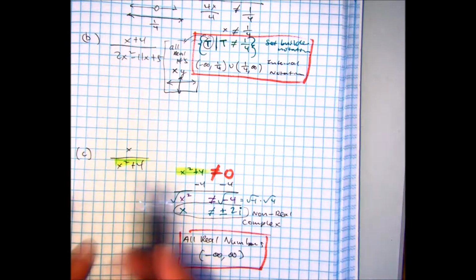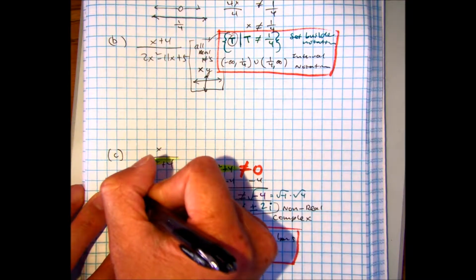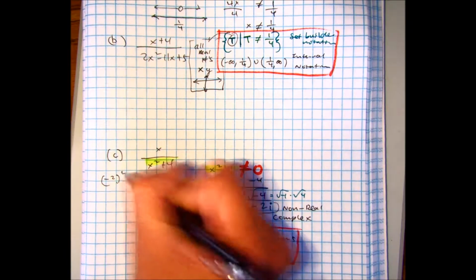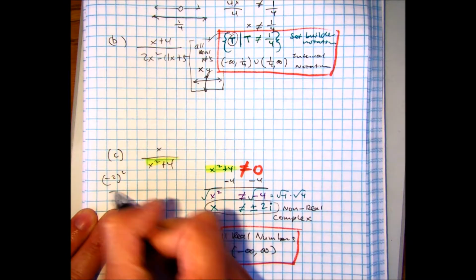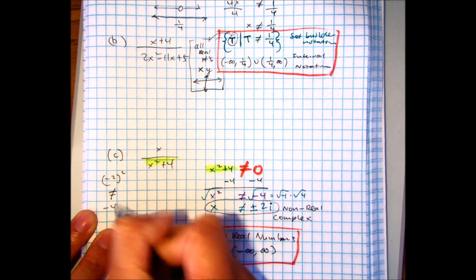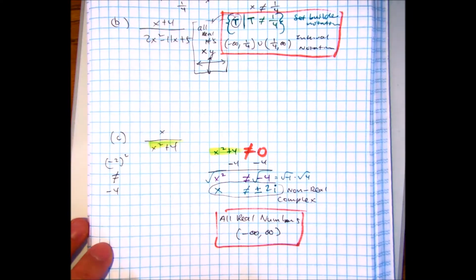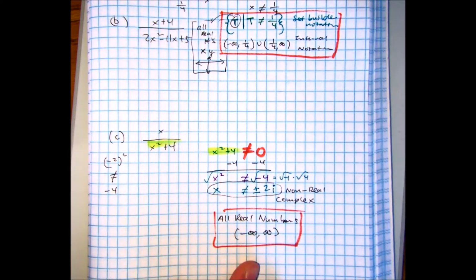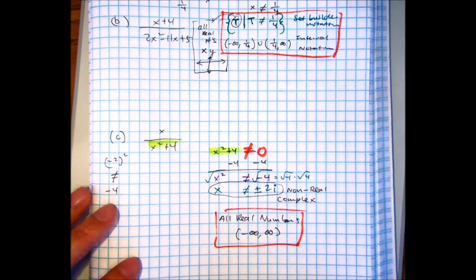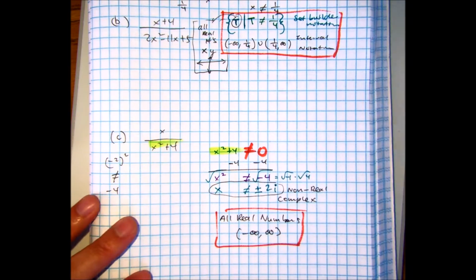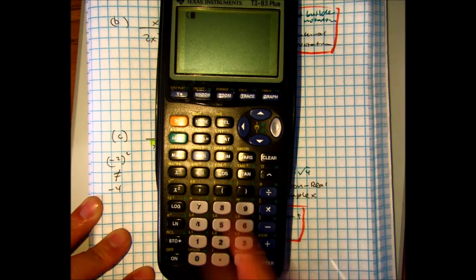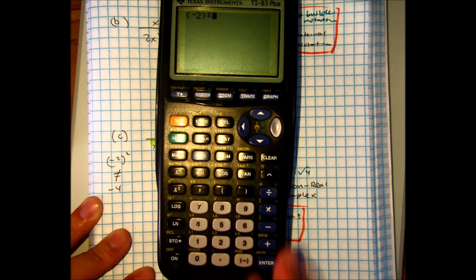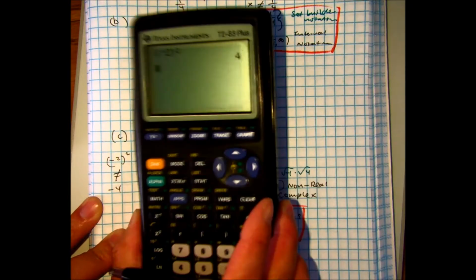Negative 2. Oh, I have to point this out because negative 2 squared is not equal to negative 4. I'm pointing that out because multiple students got that wrong on the last test. Okay? If you're confused, put it in your calculator and use parentheses. Negative 2 squared is positive 4. Wow, this calculator can help me?